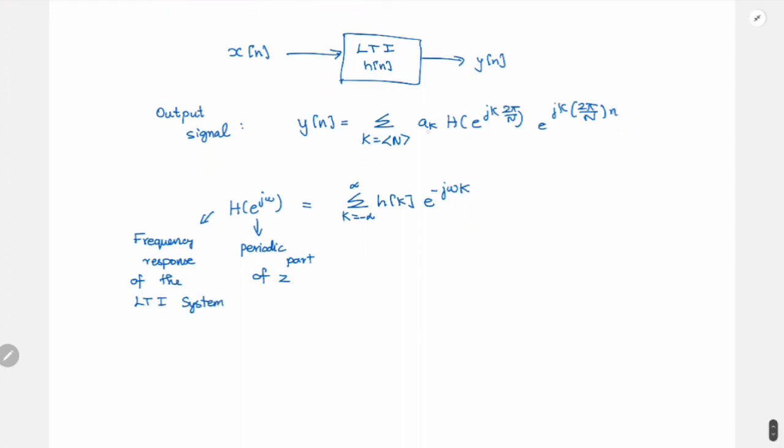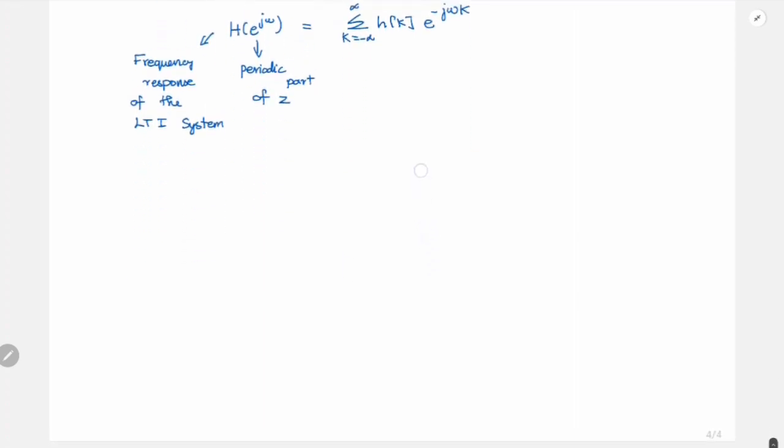Okay, because it is defining how the spectral components are changing, correct? So that's why it is called the frequency response. Okay, so now let us take a look at an example.